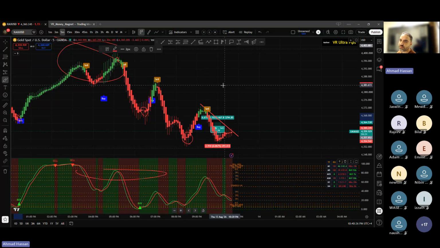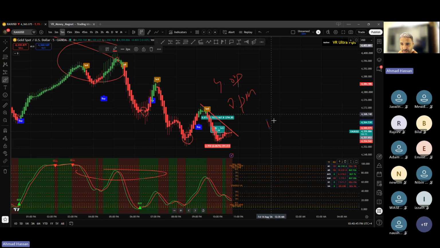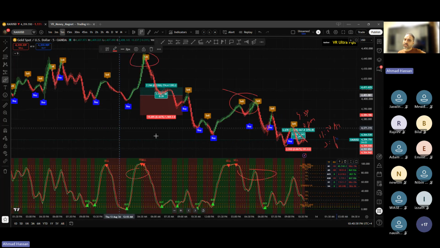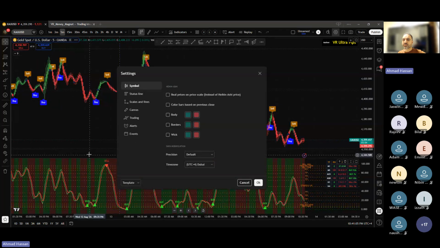So that means you have to work from 4 p.m. till 8 p.m. for this market, or in the morning around 11 a.m. UAE time to around 3 p.m. UAE time. You have to look into this if you want to. I used to work on this VR Ultra Pips before, but now I'm not working on it because sometimes it gets confused, so I don't recommend it. The choice is yours. If you are happy with this, you can utilize it. If you are not happy, the choice is yours. There are so many options for you.